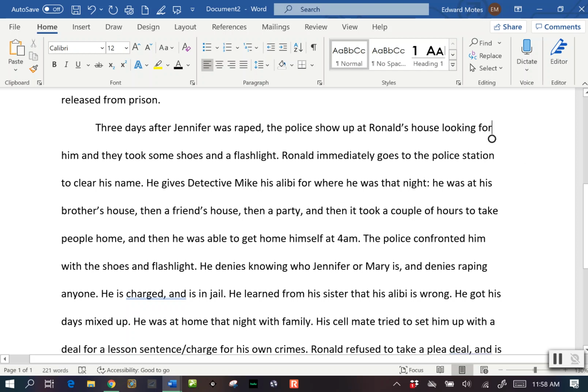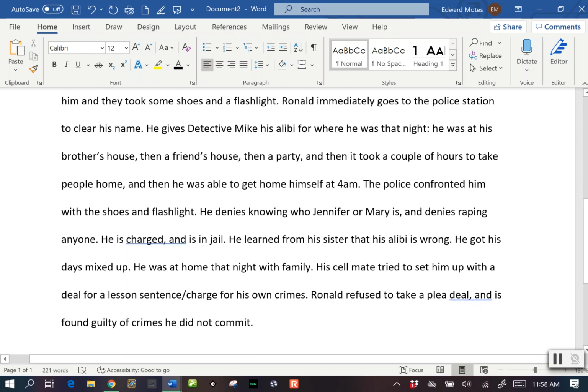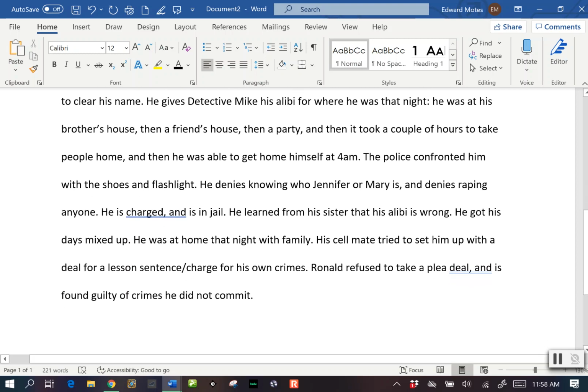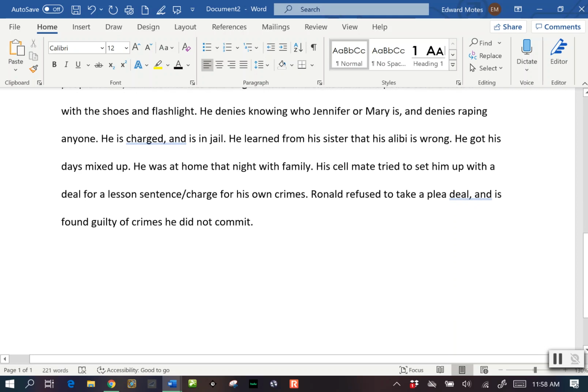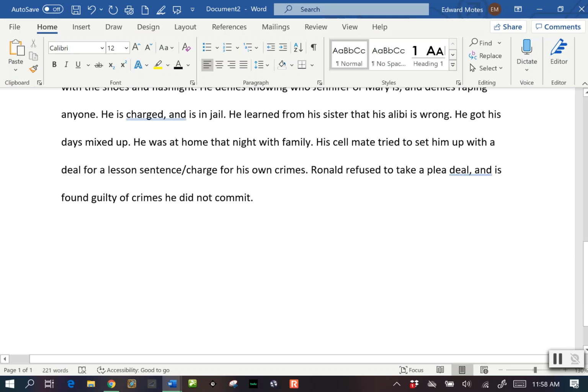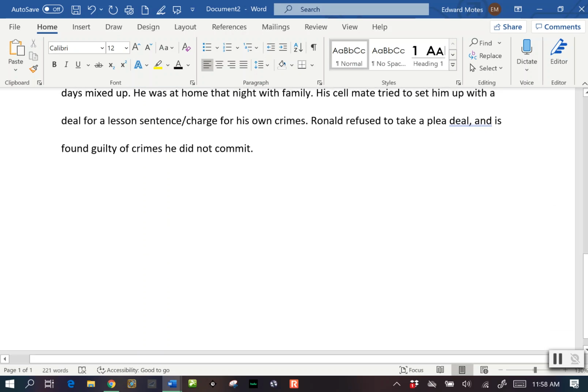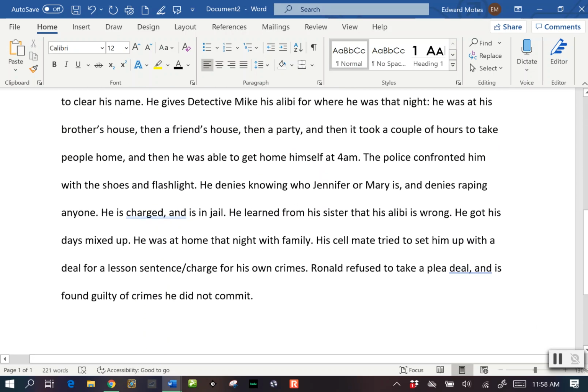This is where he was when it all happened. He immediately wanted to go and clear his name. He tried to do that. He gave an alibi, but he got his days mixed up, which happens. If it's a month or so later after something happens and it was a day that was just like any other normal day for you, some people might not remember exactly everything. And so then we talk about his denial, change of alibi, he wouldn't take a plea deal, and then he was convicted. Okay? So that's chapter 5.